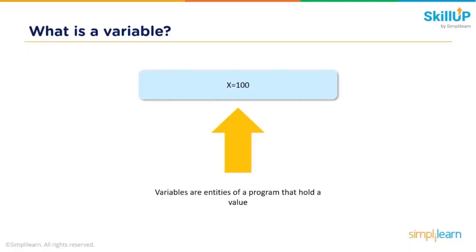So here's a very simple statement, x equal to 100. A variable's definition is basically an entity of a program that holds a value. So in this case, x would be our variable and 100 would be the value it holds.